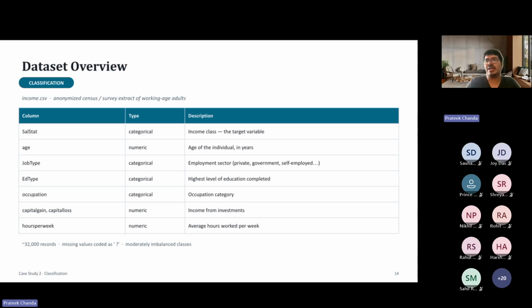So the salary statistic is basically a categorical output type, with the income class being the description of the target variable. The other features are a mixture of numeric and categorical: age is numeric; job type, education type, and occupation are all categorical; capital gain and capital loss are numeric, and hours per week is also numeric. So you can think of around, let's say, 32,000 records of people like this, and you want to train your model on that data set and predict.